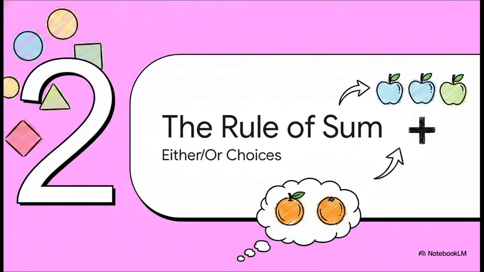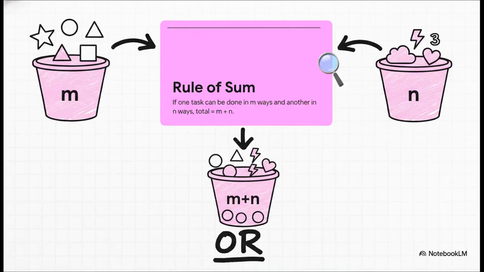Section 2. The Rule of Sum. That brings us to our first major tool in the combinatorial toolkit, which deals directly with those isolated tasks. The rule of sum states, if one task can be done in m ways, and another in n ways, the total equals m plus n. Basically, this is the mathematics of "or." It applies when you're going to do one task or the other, but definitely not both.